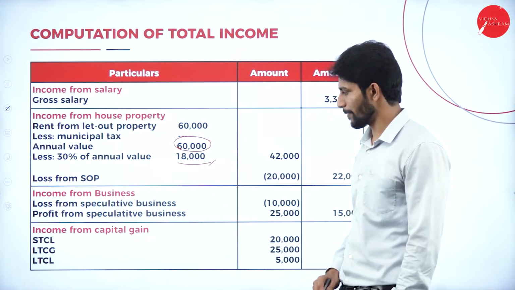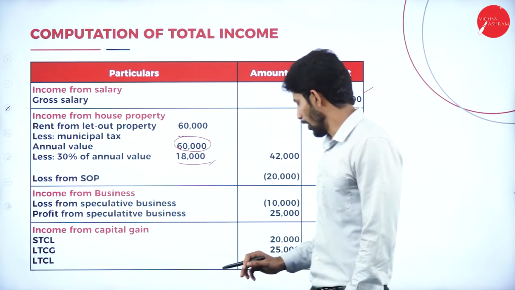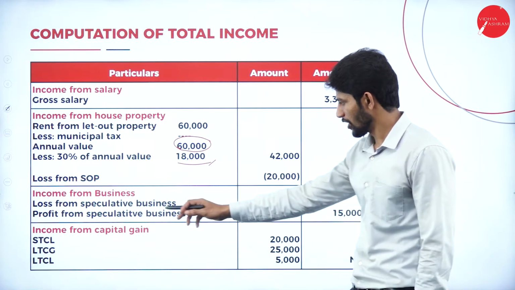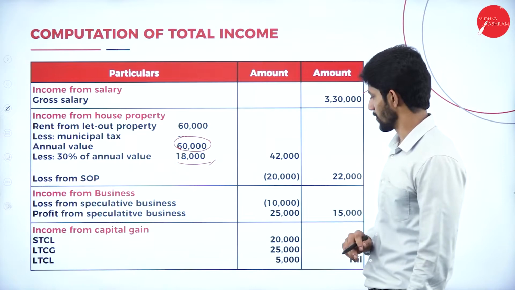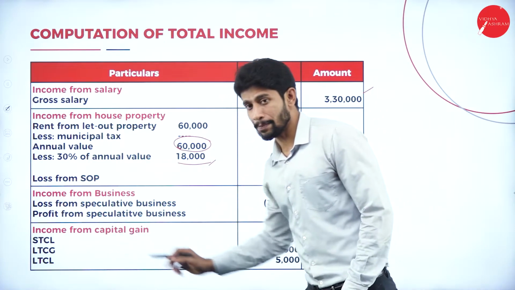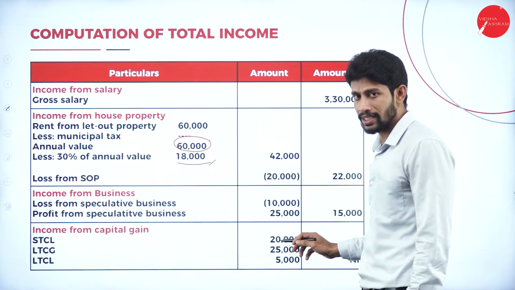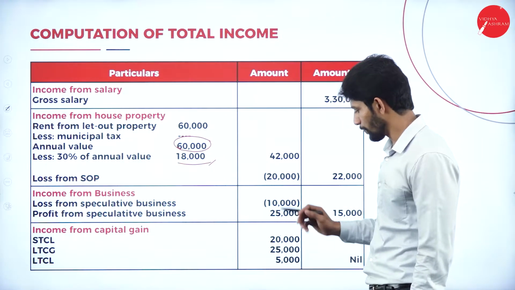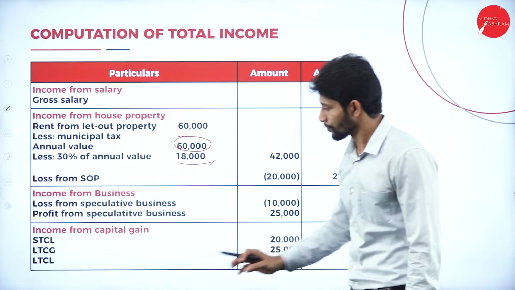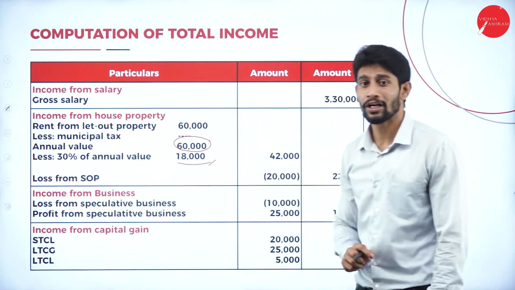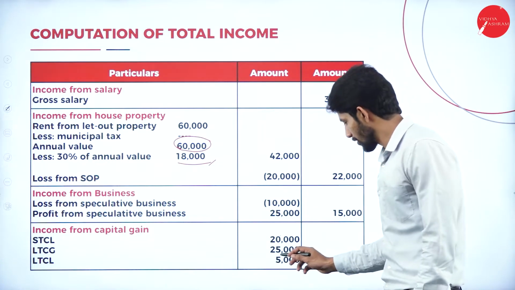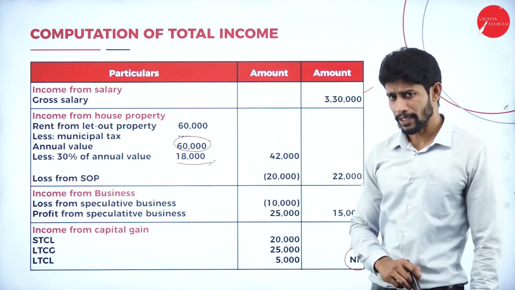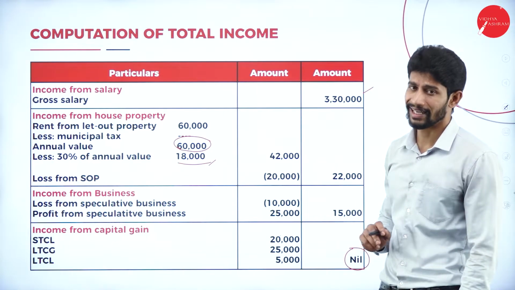Next, income from capital gain. Short-term capital loss 20,000. Long-term capital gain 25,000. Long-term capital loss 5,000. Here, short-term capital loss we have 20,000. We can set it off with long-term capital gain. So if you set off 20,000 from 25,000, you'll get 5,000 balance. But we also have a long-term capital loss, so deduct this loss also. In the outer column you will get nil. So income from capital gain, outer column, is nil.